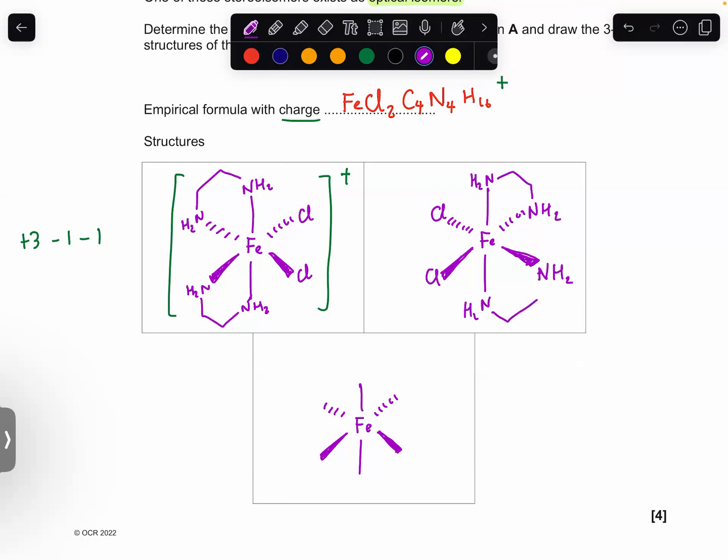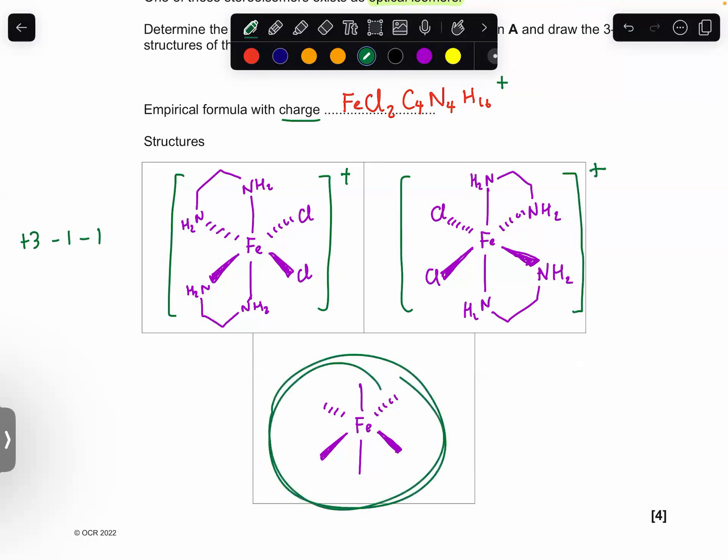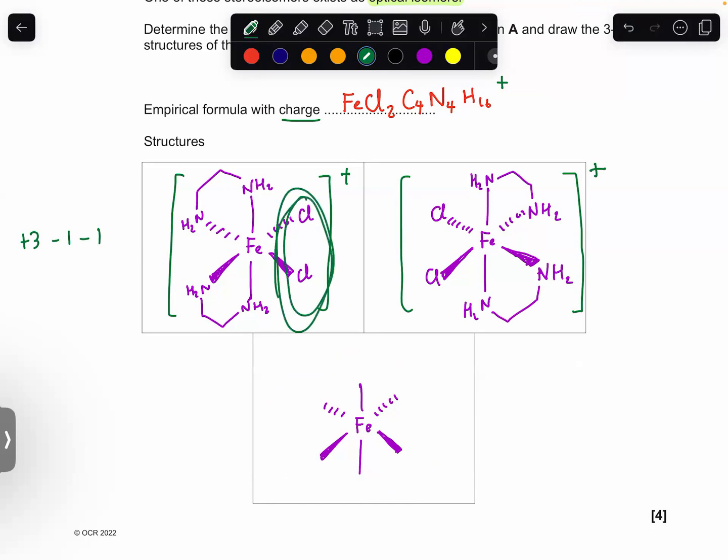These may seem difficult to draw, but with a bit of practice, you realize they're a lot easier to draw once you've got the structure of the complex. Now, you see when you've got the cis isomer, cis meaning together on the same side, the mirror image is the optical isomer. Trans means across.